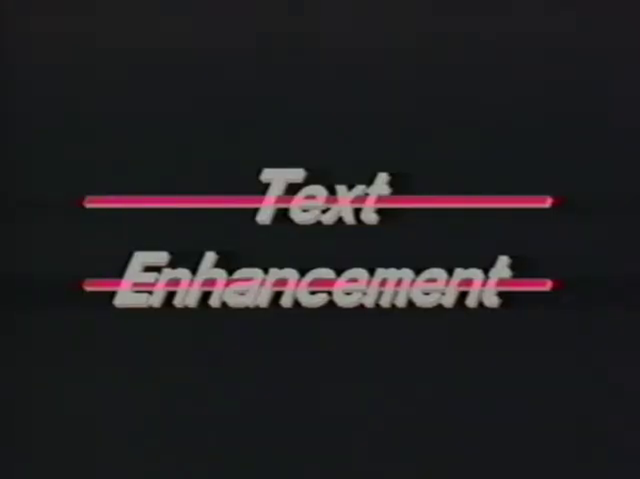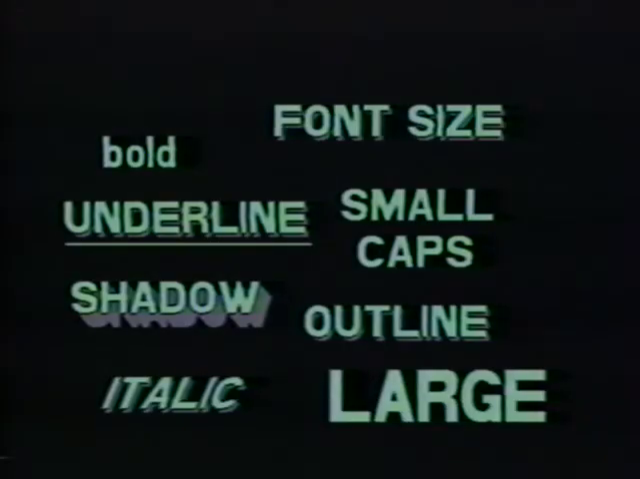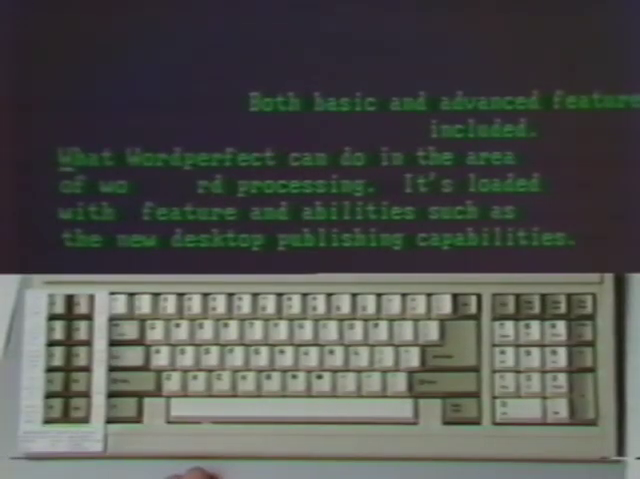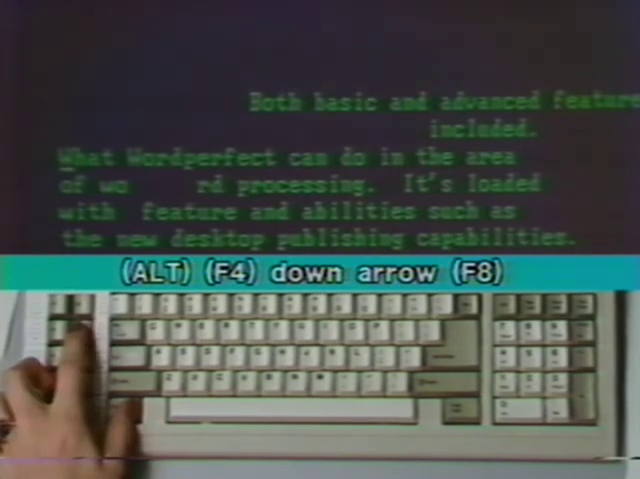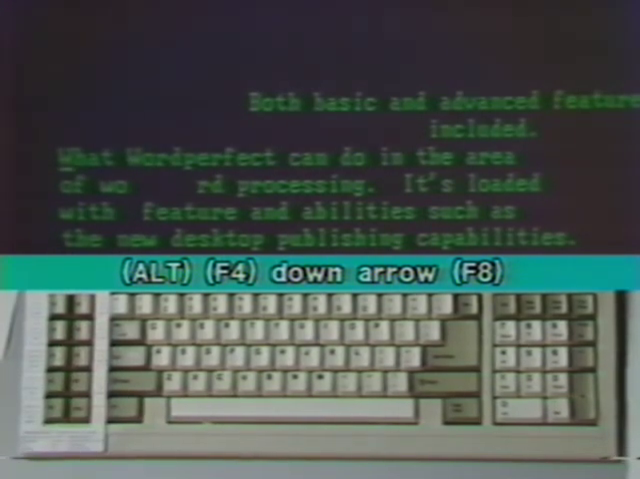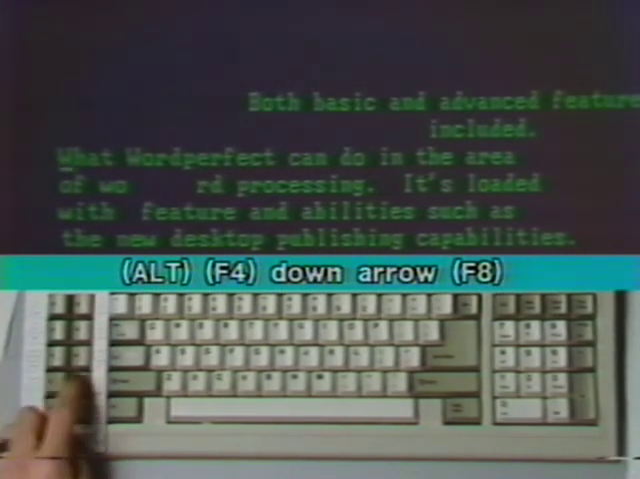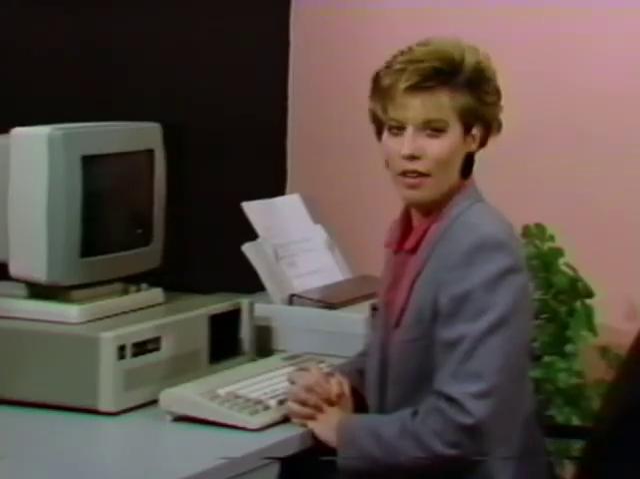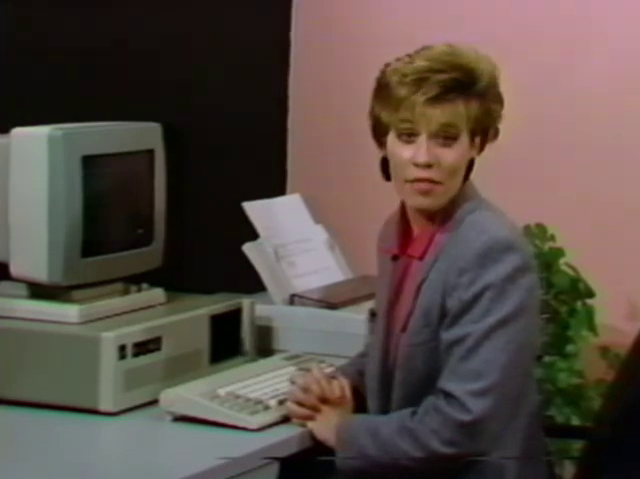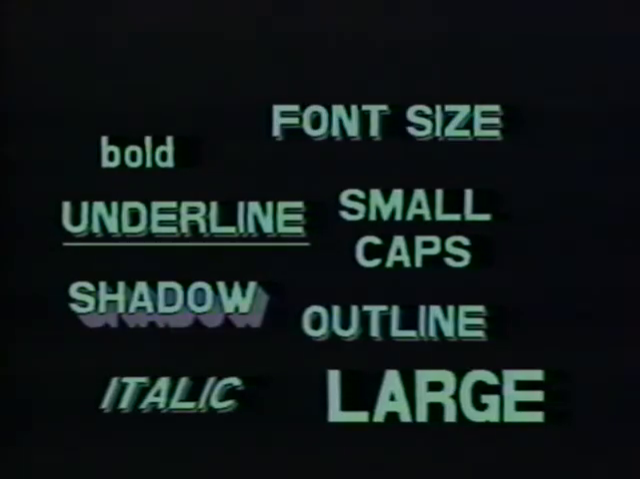Text enhancement refers to changing the appearance of the characters. Attributes such as font style and font size can be changed. To illustrate, I'll select this paragraph with the block command, and then press the F8 key to underline it. Enhancing the text with boldface is done in the same way using the F6 key. Bold-facing and underline are done so often, function keys are reserved for them.